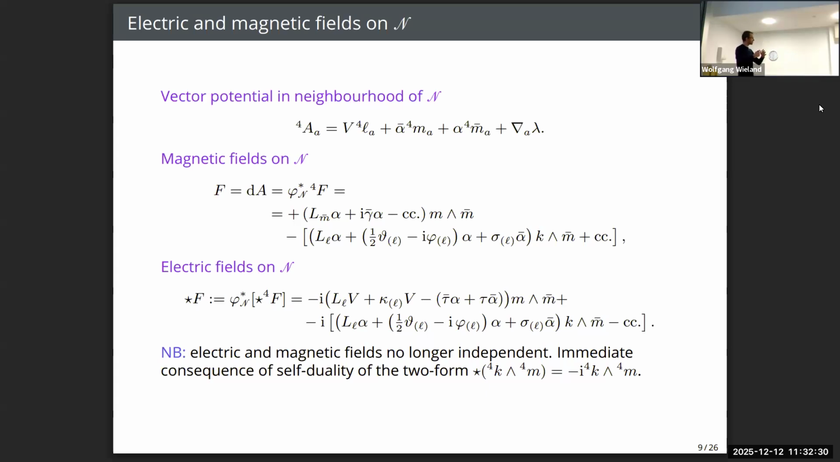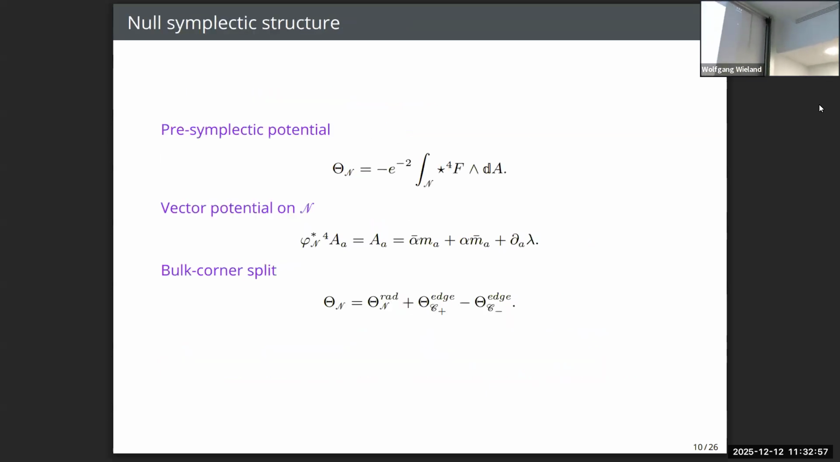On the null hypersurface, the time direction or the normal direction becomes tangential to the hypersurface, which is why the two are no longer really independent. And that's what you see here, that these two form, one is just the other multiplied by an imaginary unit. So electric and magnetic fields are no longer functionally independent.